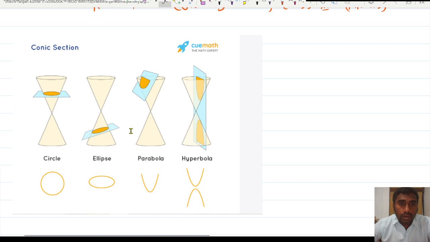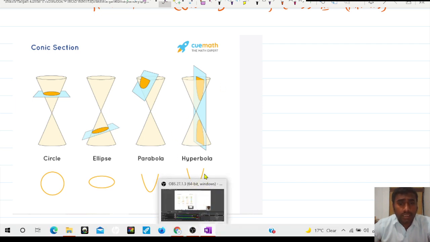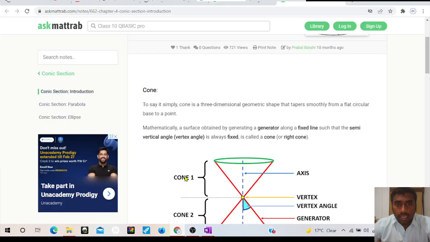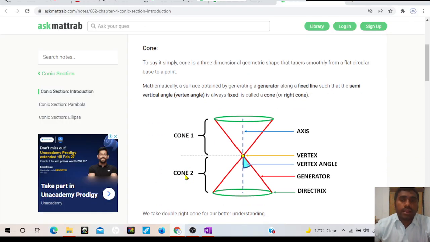Before going to discuss here, let me show you the basic things. What is the conic section and how is it formed? Then we come to the calculations and their equations. So see here, first of all, the cone. What is the cone? It's simply a three-dimensional geometrical shape that tapers smoothly from a flat circular base.